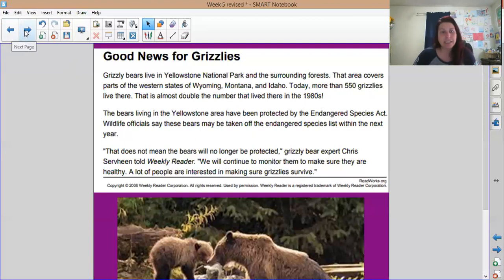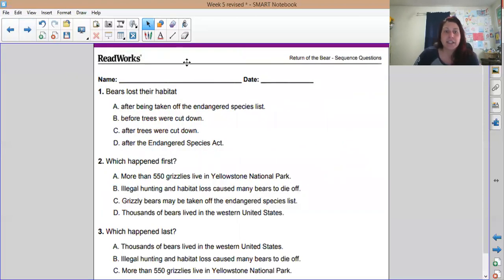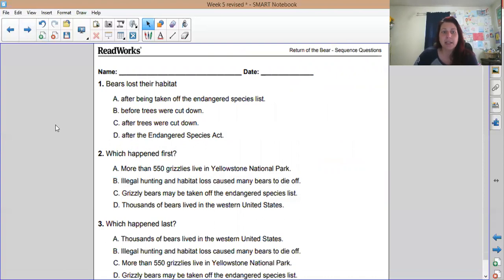All right, let's get to our questions. Don't forget to put your name and your date at the top. And let's look at number 1. It says bears lost their habitat. Why? Let's look at our choices. After being taken off the endangered species list. Have they been taken off the endangered species list yet? Before trees were cut down, would they lose their habitat if there were still enough trees? Let's see if that makes sense. Bears lost their habitat before the trees were cut down.